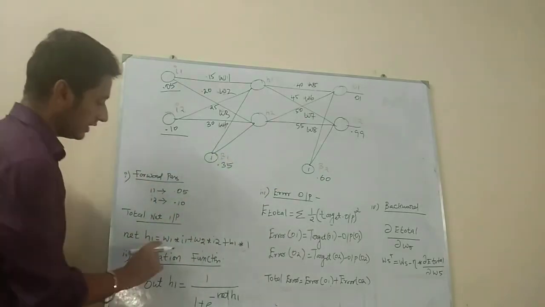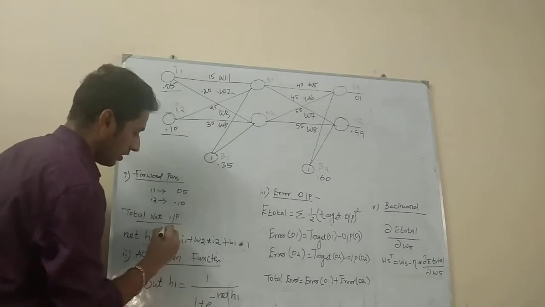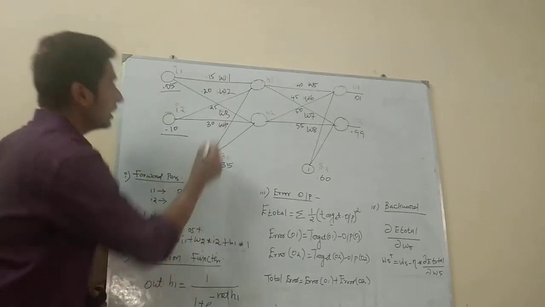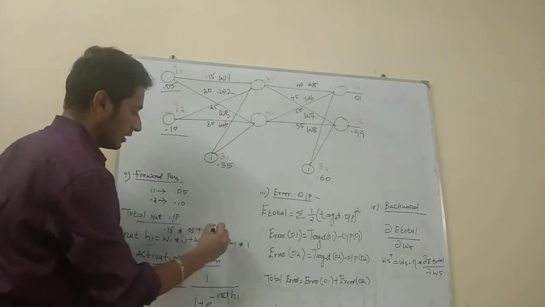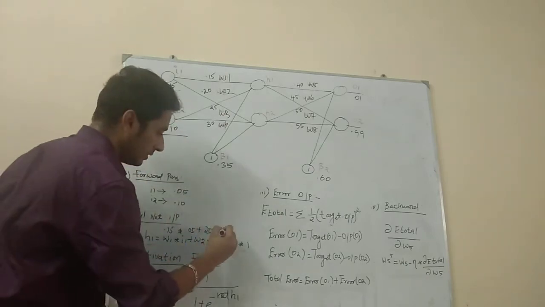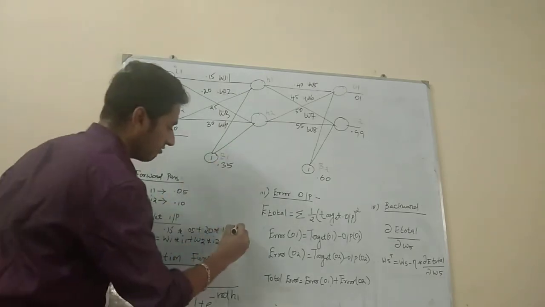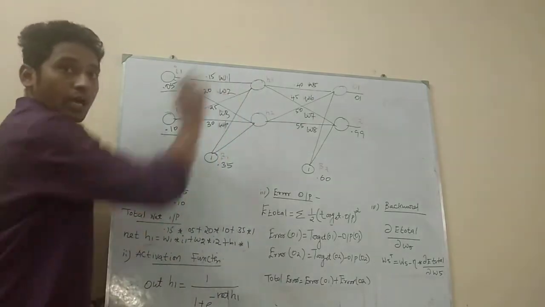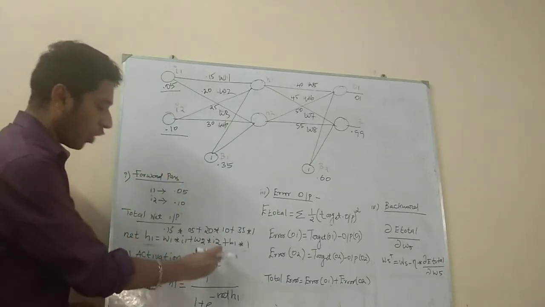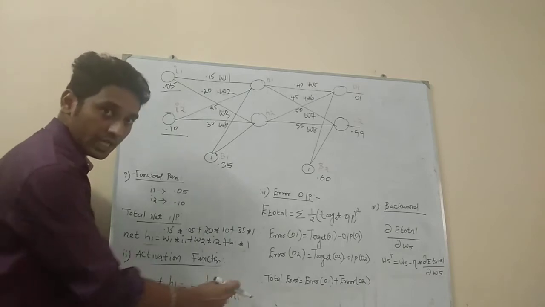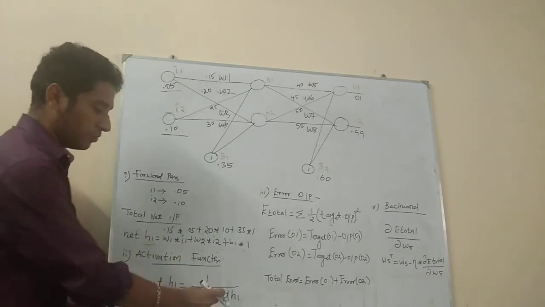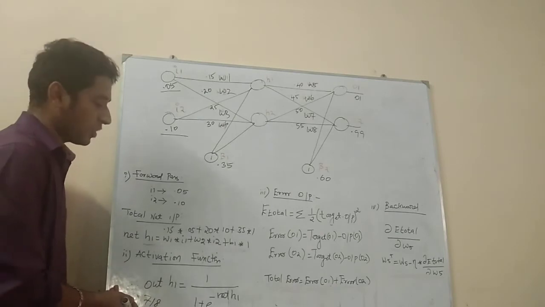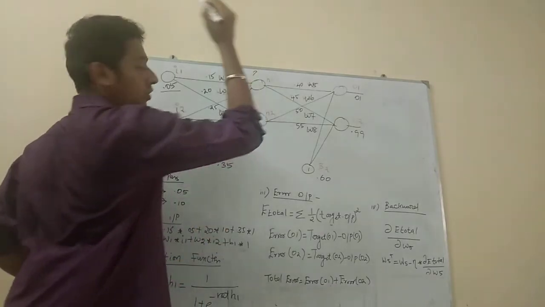See, W1 value is 15, multiplied by I1 value 0.5. Similarly, W2 value is 20, multiplied by I2 value 10, plus B1 value 0.35 multiplied by 1, and we get the net H1 value. But this is not yet final, because we apply the activation function. Activation function means we need the output of H1, which is equal to 1 by 1 plus e power minus net H1. e is a constant value, 2.718.